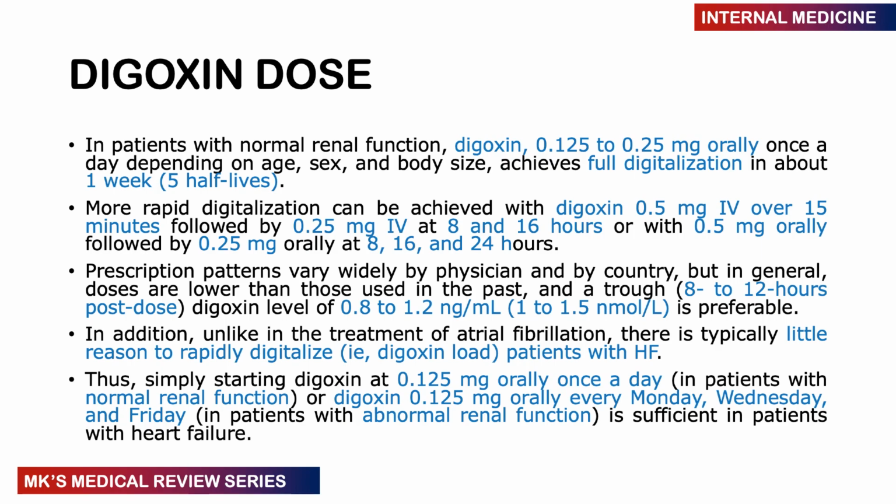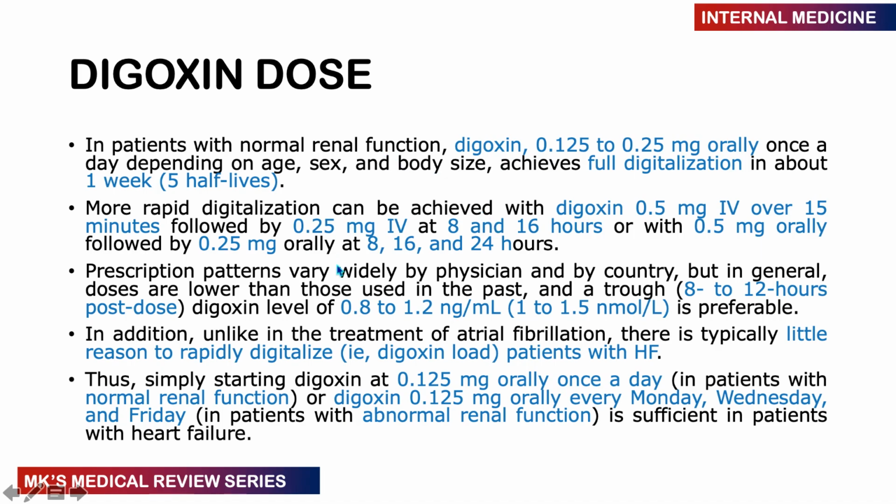So remember that in some cases, we may do what is known as rapid digitalization. We don't do this in our setting currently because there's no need for it. There's no role generally, especially when you're treating atrial fibrillation. There's little reason why you should rapidly digitalize or load digoxin into your patients with heart failure. But if you do for some reason, you can start off by giving them 0.5 milligrams IV over 15 minutes. Then you give them 0.25 milligrams IV at 8 hours and at 16 hours. Or you can give them 0.5 milligrams orally, followed by 0.25 orally at 8, 16, and 24 hours.